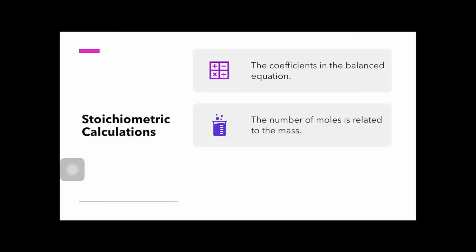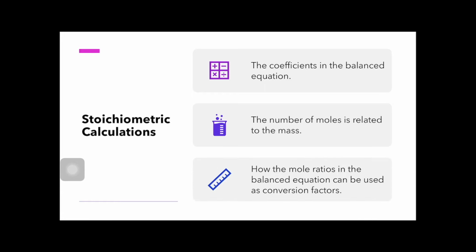In the previous lecture, in the mole conversions, we have established that 1 mole is equal to the molar mass of the compound. And then also we have to keep in mind that the mole ratios that we find in the balanced equation, which are denoted by the coefficients, can be used as conversion factors in solving stoichiometric problems.